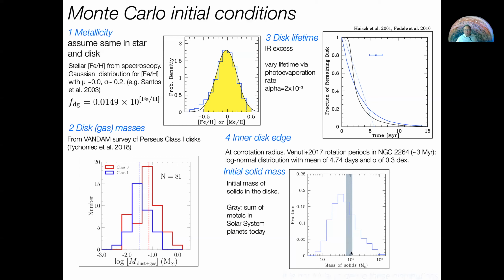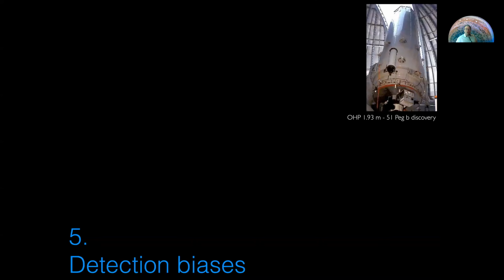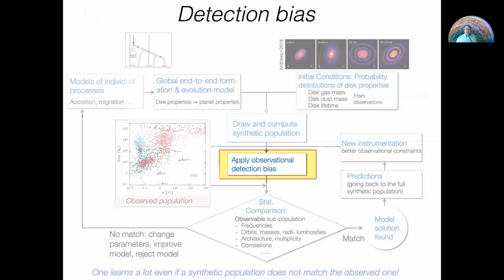And it's very important to stress that it's actually not at all trivial to derive this observation, but also the radius of the disk, which I have not mentioned here, because it's not trivial to convert from observations to the theoretical initial conditions. Good, let's come to the last part of the methods part, and this is the observational detection bias.